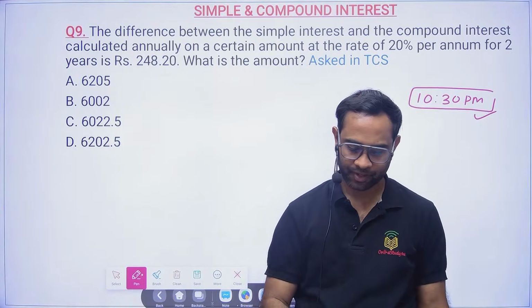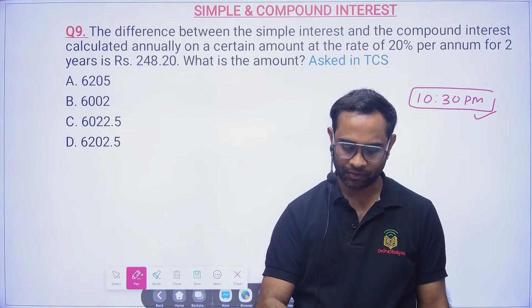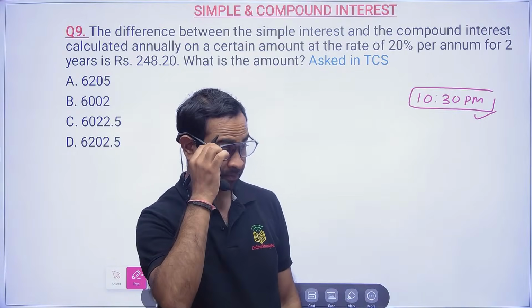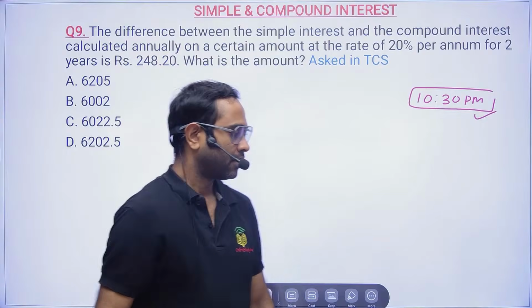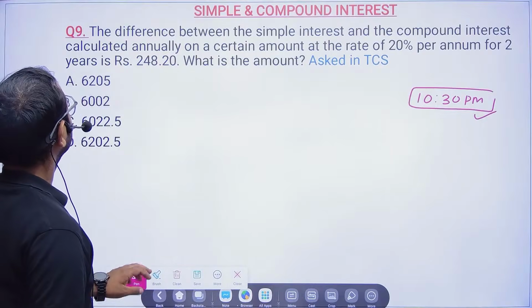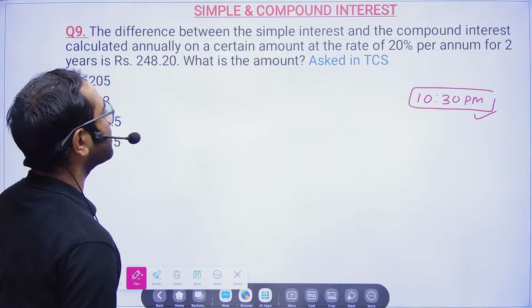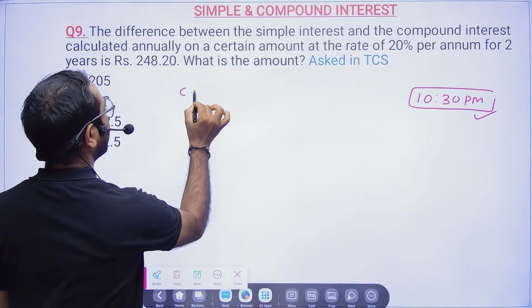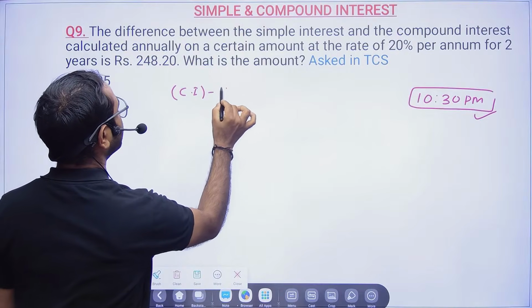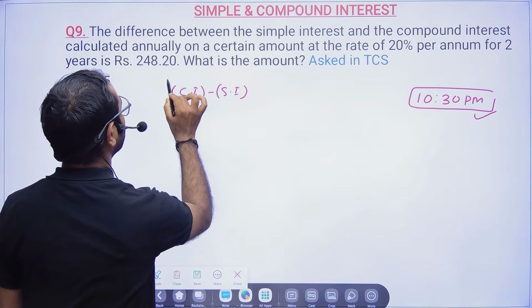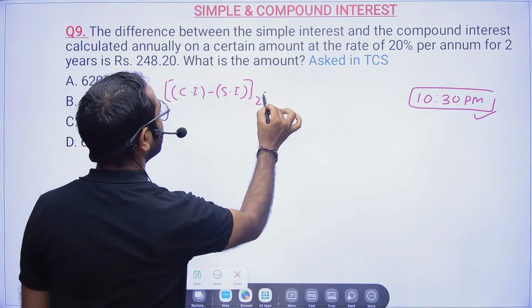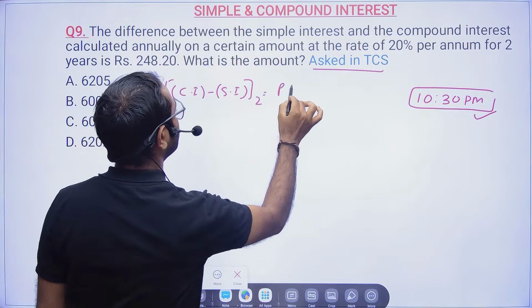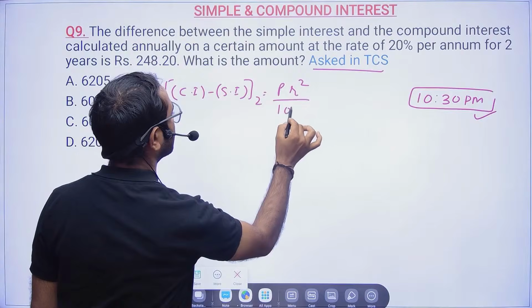Okay, so now let me solve this. We'll see. Okay, how can we solve it? The difference between the simple interest and the compound interest calculated on a certain sum for 2 years. There is a direct formula: compound interest minus simple interest for 2 years will be equal to PR square divided by 100 square. This was asked in TCS.